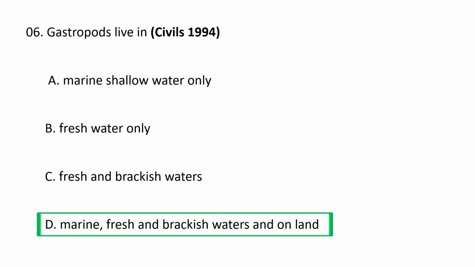Gastropods, that is snails and slugs, are highly adaptable molluscs that live in nearly every environment on the earth, including marine, freshwater, and terrestrial habitats. They inhabit diverse areas ranging from deep ocean trenches to mountain tops, deserts, and tropical forests. So gastropods live in marine, fresh and brackish waters and on land. D is the correct option.